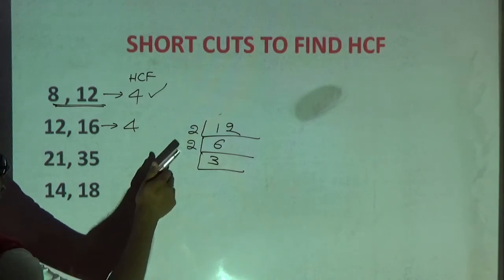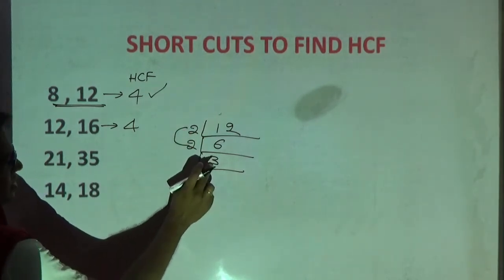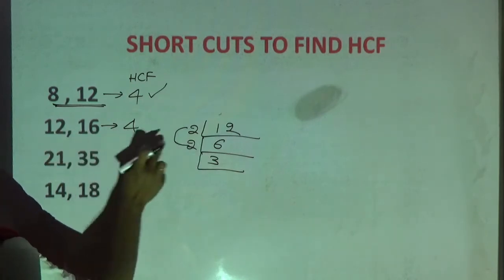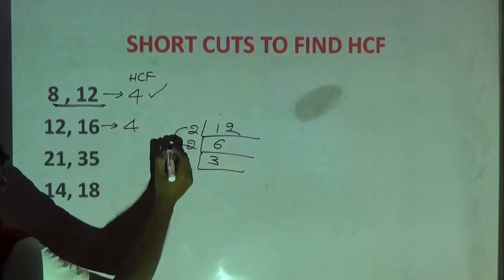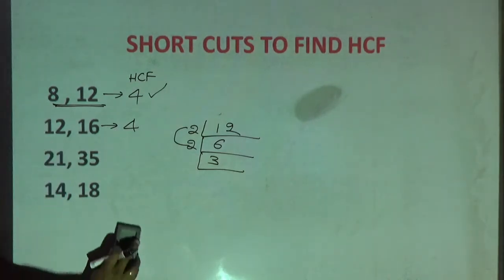Again, you divide. 2 threes. Now, 2 into 2 is what? 4. Now, 4 and 3 are other factors. 3 is not dividing 16. Is 4 going to divide? Yes. Highest common factor is 4 now. In this method also, you can find out the HCF very quickly.